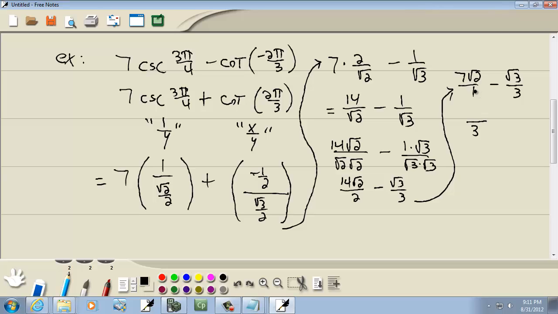And here I multiplied the bottom part by 3, so I have to multiply the top part by 3. So that would be 21 square root of 2 minus square root of 3 over 3. Well, I got the same denominator, so I'll merge together the tops. So I got 21 square root of 2 minus square root of 3 over 3 is my answer.